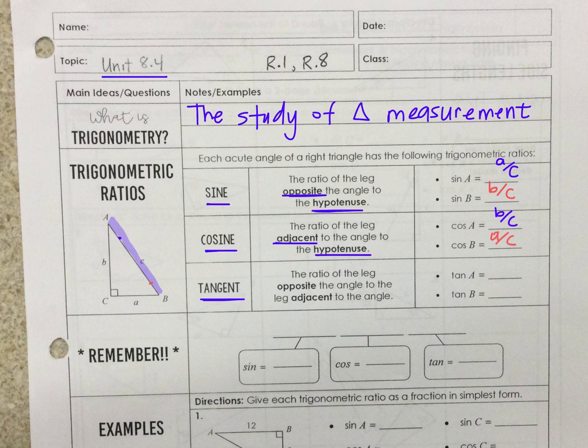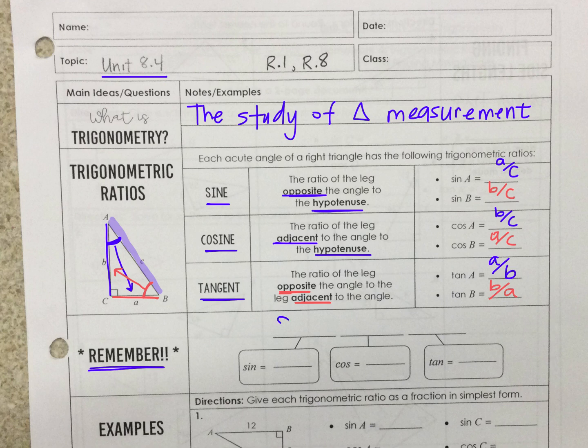The other thing we need to learn is tangent. Tangent is opposite over adjacent. If I want to talk about angle A, opposite angle A is little a, and adjacent, meaning they share, is B. If I want to talk about angle B, its opposite is little b, and its adjacent side, the side it touches, is A.